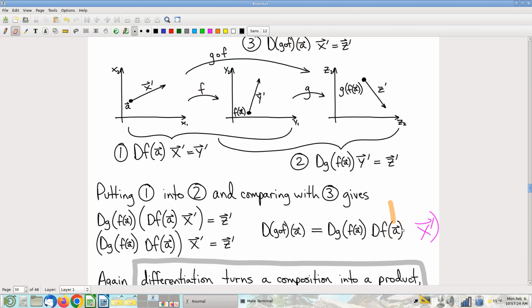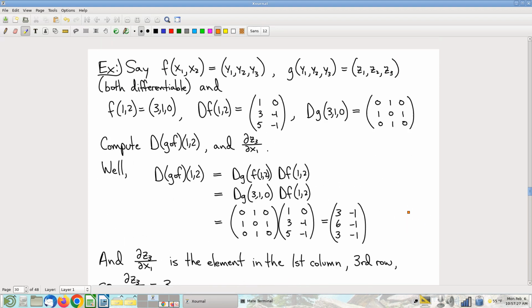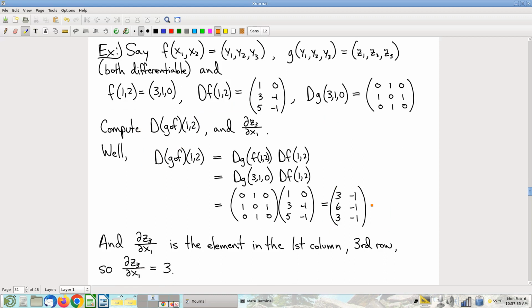Okay. Alrighty. So back to this question. We just computed the derivative matrix. Great. Notice, though, there is a second part to the question. The second part says compute this specific partial, the partial of Z3 with respect to X1. Notice that the composition gives the Z variables as functions of the X variables. And so a reasonable question is, in that composition, what is the partial of Z3 with respect to X1?